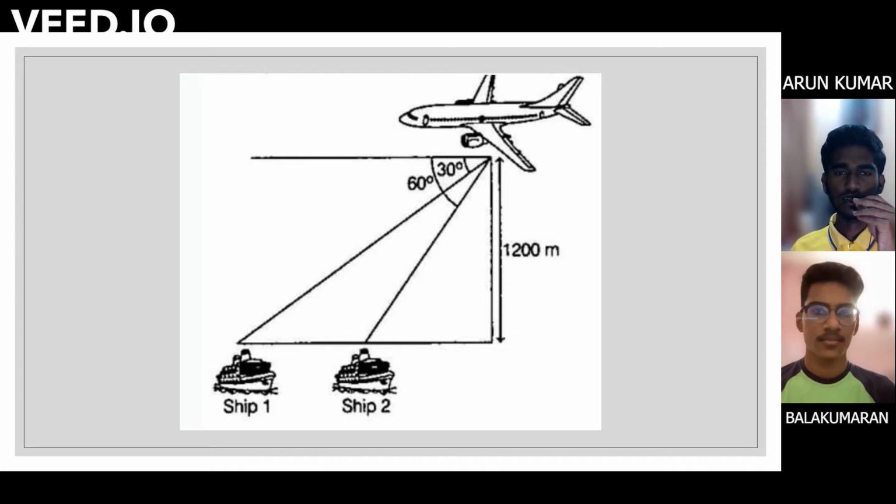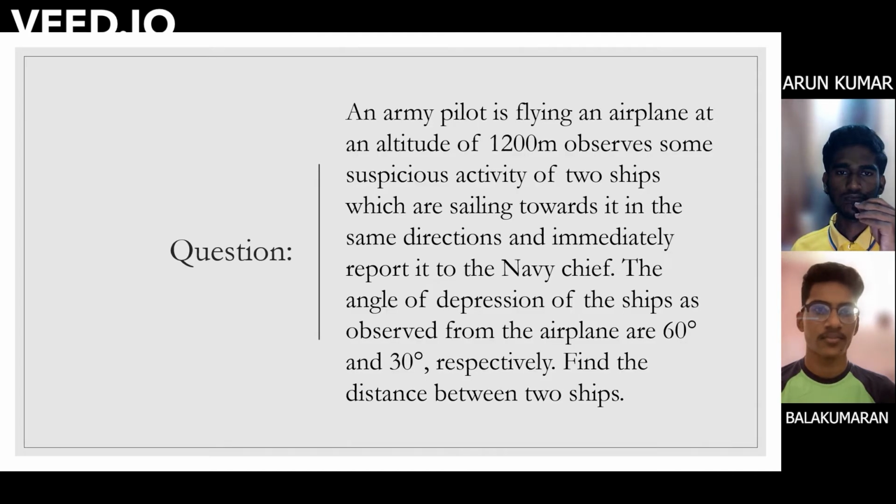So this is the question that we have chosen for this trigonometry presentation. And here is the question. An army pilot flying an airplane at an altitude of 1200 meters observes some suspicious activity of two ships which are sailing towards it in the same direction and immediately reports it to the Navy chief. The angles of depression of the ships as observed from the airplane are 60 and 30 degrees respectively. Find the distance between the two ships.